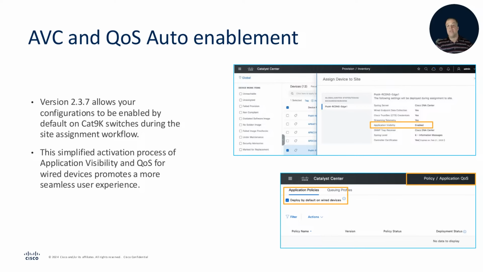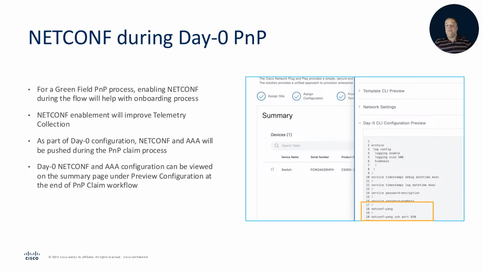All right, so netconf during day 0 PNP. So enabling netconf during the Greenfield plug and play process is now simplified. It will simplify your onboarding and also make sure that your telemetry collection is better. During the claiming through PNP, netconf and AAA configurations will automatically be applied as part of day 0. They can be reviewed in the preview configuration section on the summary page, which is at the end of the PNP claim workflow. And this should improve your overall efficiency and data collection of your network infrastructure. This netconf day 0 support is available for the switching platform.